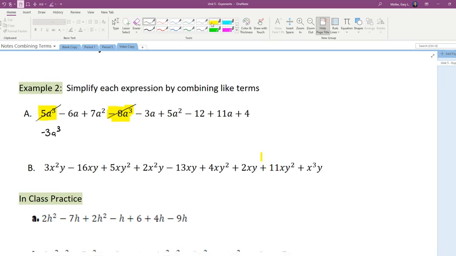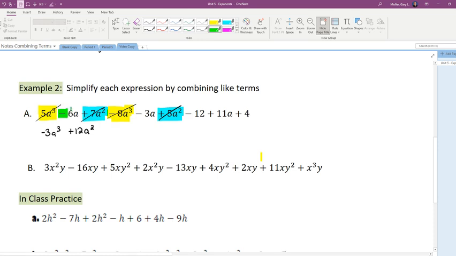I think I'm going to go find my next highest variable, which would be the a squared. So I'm going to focus on the positive, right? The plus belongs to that a squared. There's a plus some a squareds, and that's it. So I have positive 7 plus 5, so that's going to be positive 12 a squareds. I cross those out. And then I'm going to do my a's.